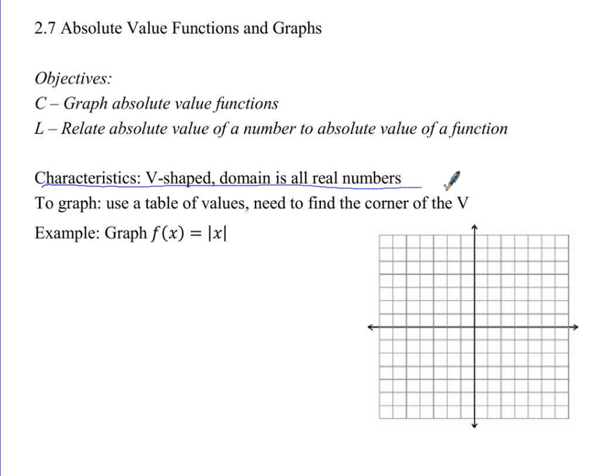To graph an absolute value function, you're going to need to do a table of values, and you need to find the corner of the V. If you don't have the V shape on an absolute value graph, you are not done.